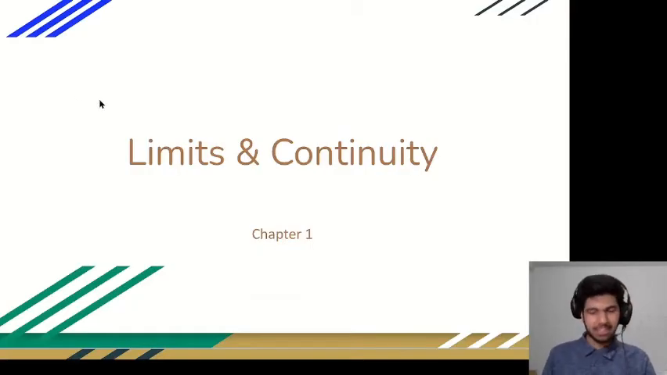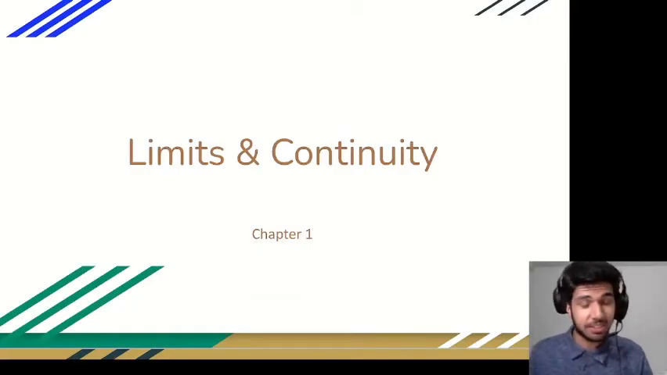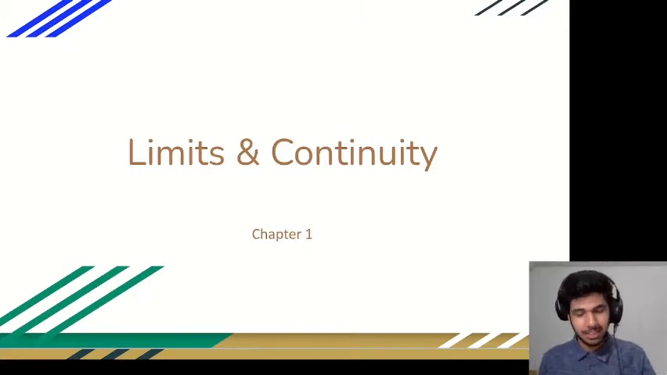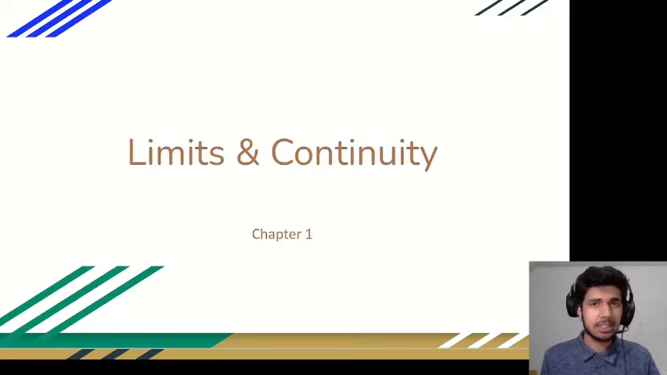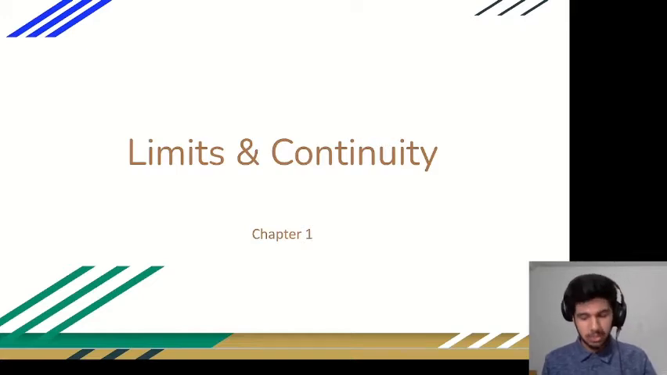Alright, here we are, limits and continuity. I absolutely love calculus. This is one of my favorite subjects. And limits and continuity is a really good place to start because it does set the foundation for a lot of stuff that we'll learn further down the road in calculus. So, with that said, let's get into it.